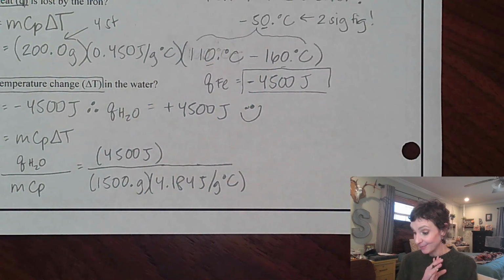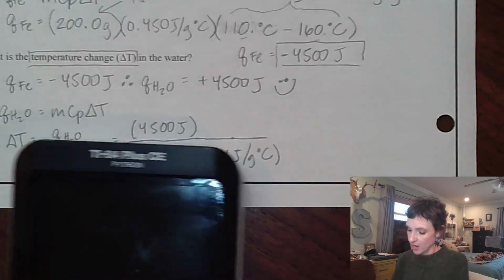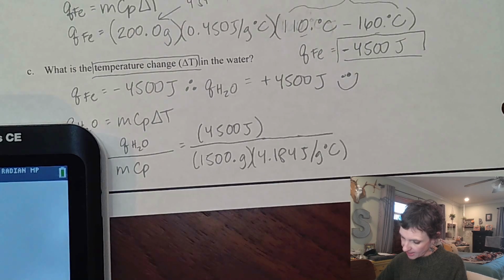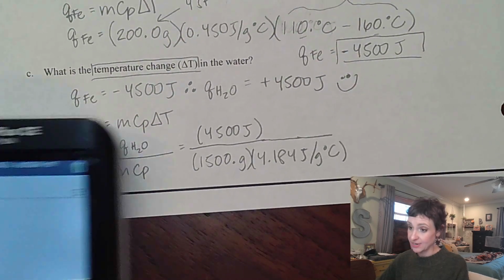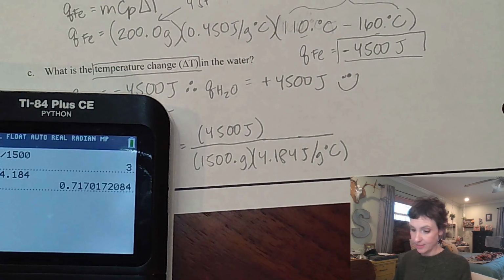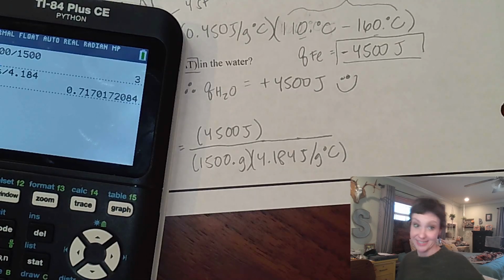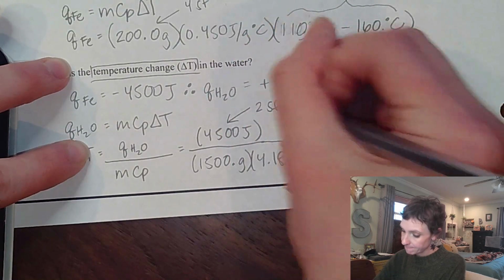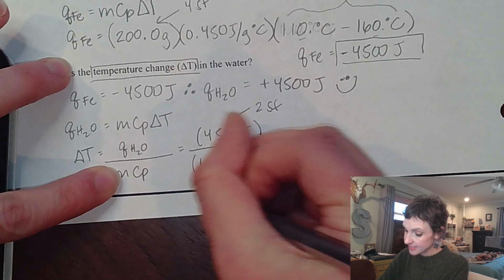Amazing. Okay, so now we are ready to calculate. I don't have a temperature change to do some subtraction for first, because that's what I'm solving for. So then we go 4,500 divided by 1,500 and then also divided by 4.184. And we get this number. Okay, this number is very exciting for us. Let's see now, how many sig figs? So this guy has 2 sig figs, and this guy has 4 sig figs.